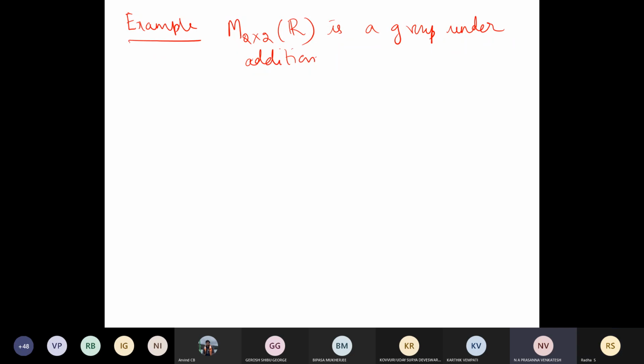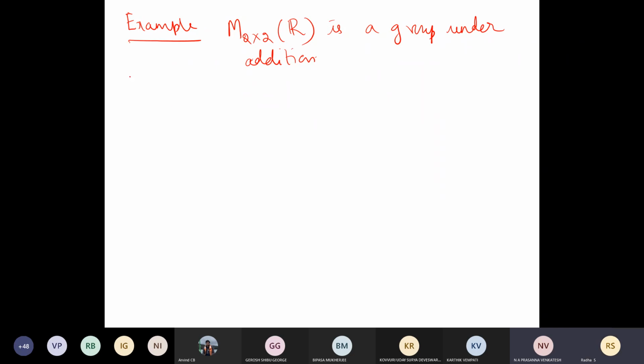M2 cross 2 over R is a group under matrix addition. So what do you mean by this over R? If you don't answer, that means you have not studied linear algebra. Over R means all real numbers. So what is the meaning of saying M2 cross 2 over R?